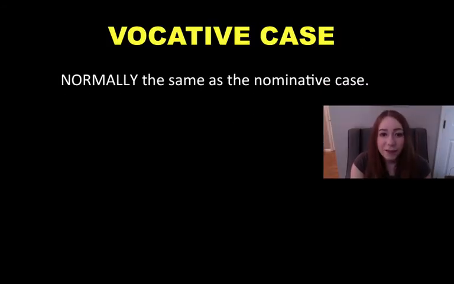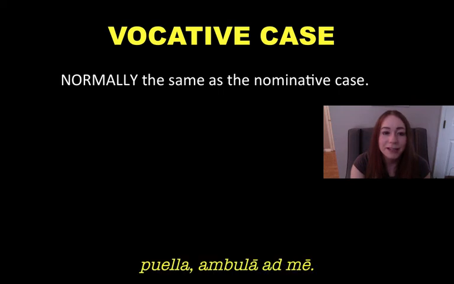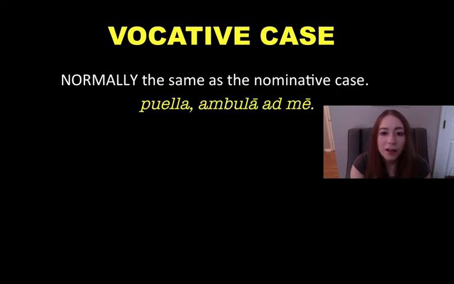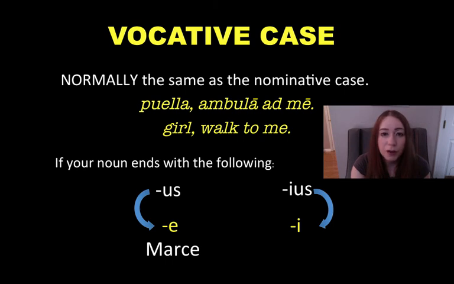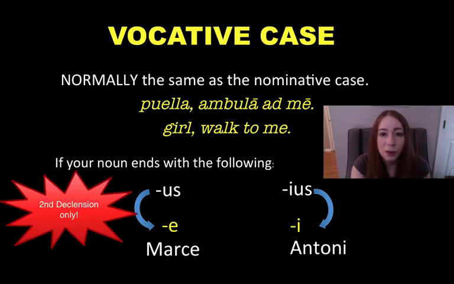To make the vocative, it's normally going to be the same as the nominative case. So puella, ambula ad me. Girl, walk to me. Puella is the same form as the nominative. There is only one slight exception. If your noun ends with either us or ius in the nominative, they're going to change. The us ending nouns will end up having an e as their ending, like we saw with Brute. If it's an ius ending noun, we're just going to leave it as I and chop off the us. So Marcus would change to Marce. Antonius would change to Antoni. And these are the only exceptions.